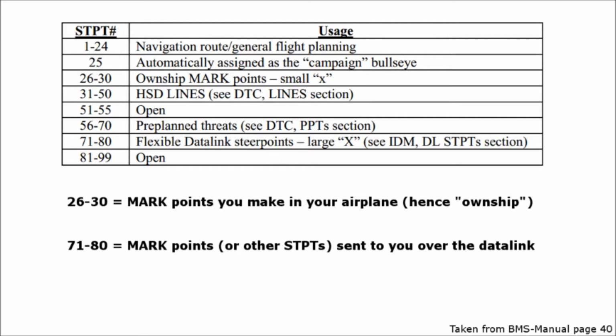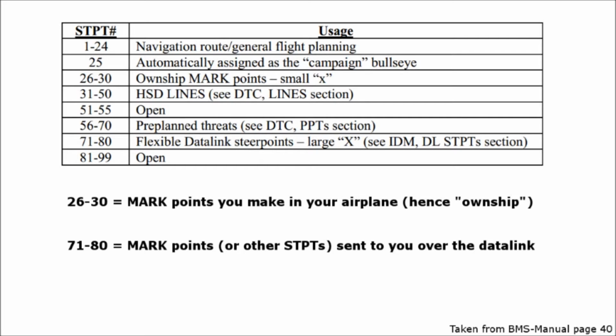The first mark point that you set out is going to be steer point number 26. If you set out another mark point, it's going to be steer point number 27, so on and so forth. Once you get to 30, if you set out an additional mark point, it's going to revert back and overwrite 26. So while you have a pool of only 5 steer point numbers to play with for your mark points, you're not limited to just 5.